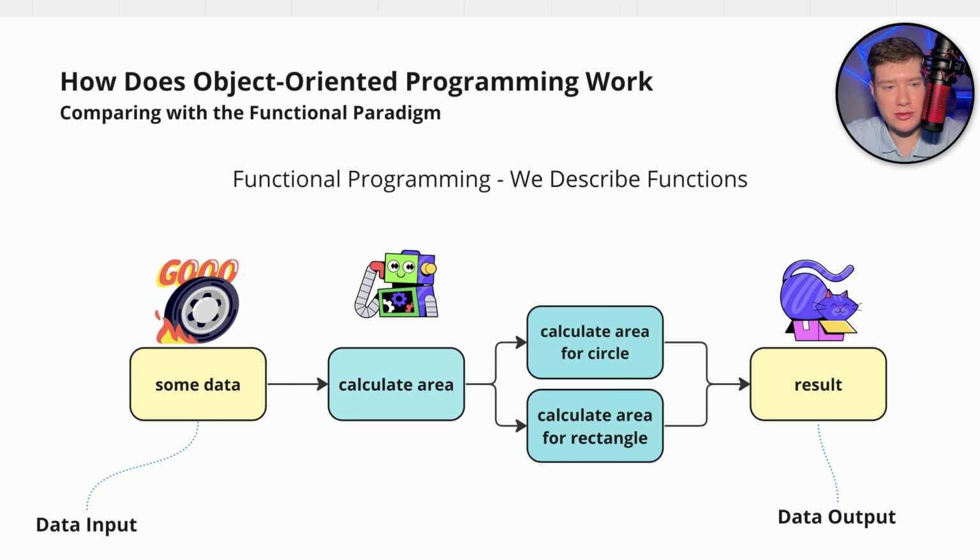Let's briefly have a look at this diagram. We have some data input, and we send it to our first function, calculate area. Within that function, we need to understand for which shape we need to calculate our area, a circle or a rectangle. And then we need to call the proper function and get our result.